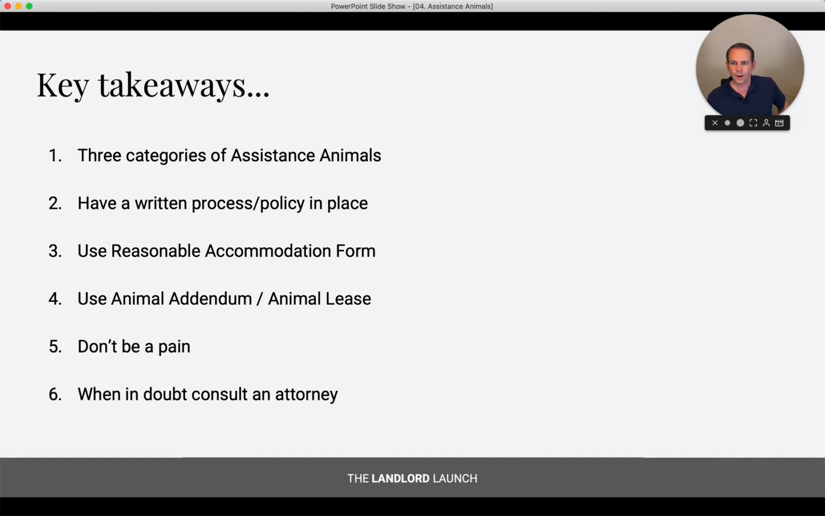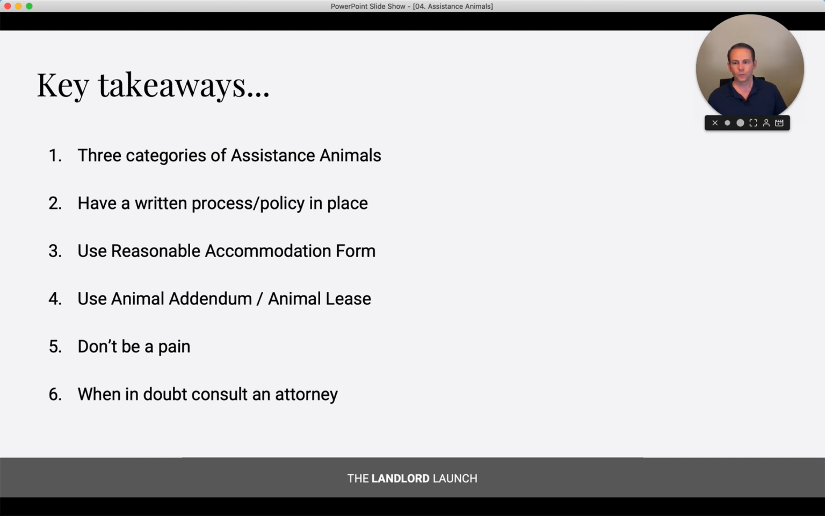Okay, so as we're wrapping up here, key takeaways. A quick recap of what we've covered today. We've got our 3 categories of assistance animals: of course, our therapy dogs, our service animals, and our emotional support animals.